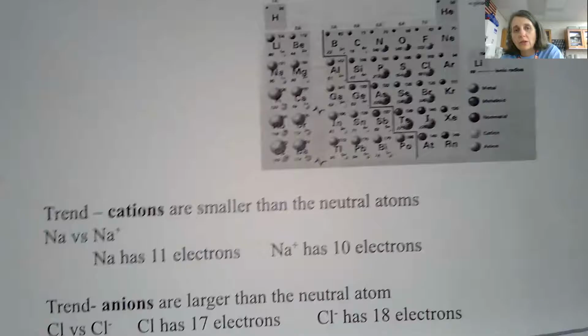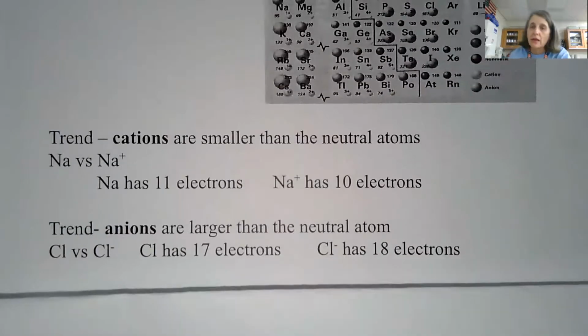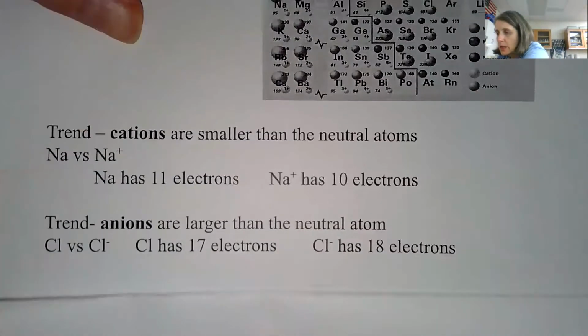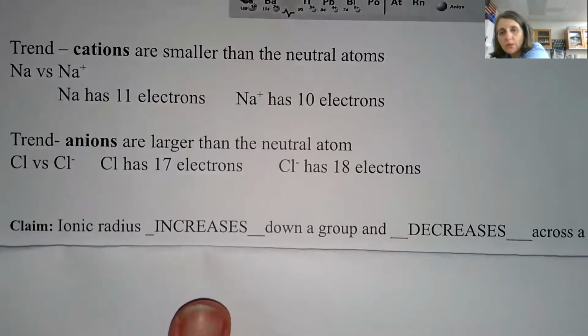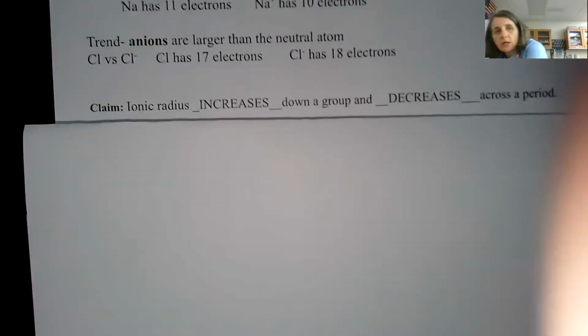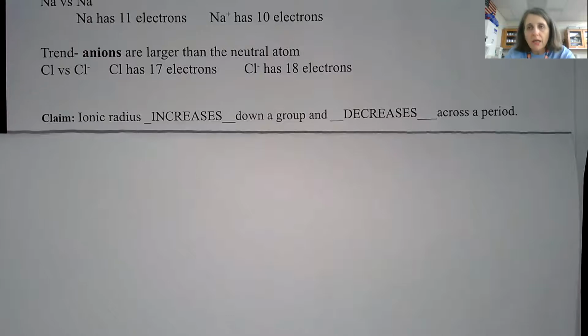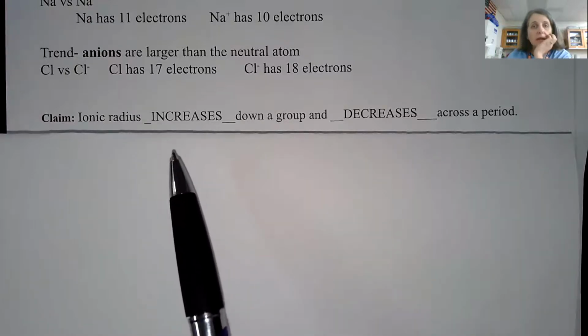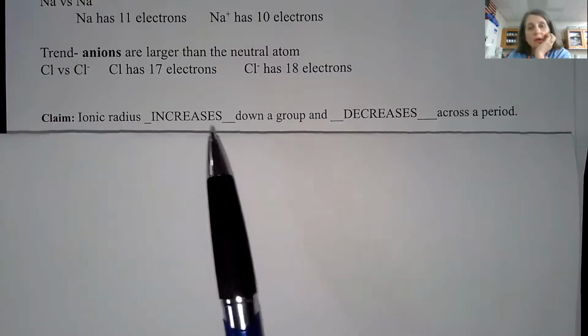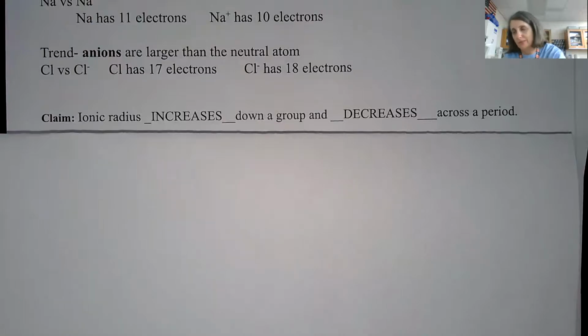So comparing a neutral atom to its ion, these are the trends you're going to see. What you're going to see off the periodic table is, again, within a group or across a period. So I combine them both into one statement. As you go down a group, ionic size gets bigger, and as you go across a period, it gets smaller. So the claim for ionic size is that radius is going to increase as you go down a group and decrease across a period.